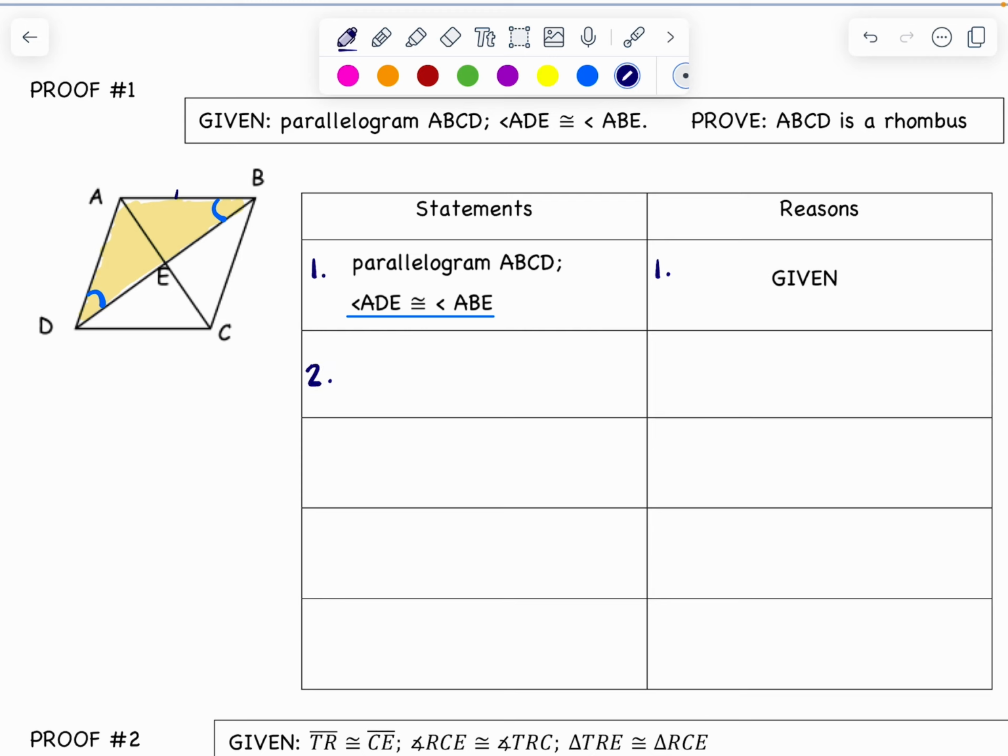Which means I can then state that if I have 2 congruent angles, then I must have an isosceles triangle, and these 2 sides must be congruent. So I can say AB is congruent to AD. And hopefully you remember this, right? If your base angles are congruent, then the opposite sides from those base angles are congruent, right? And that is the isosceles triangle converse theorem, or the base angles converse theorem, if you want to use that one.